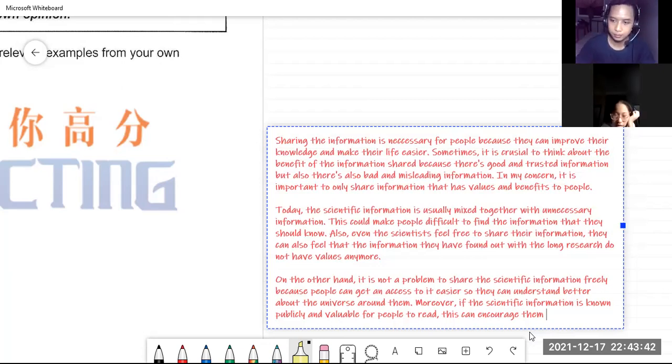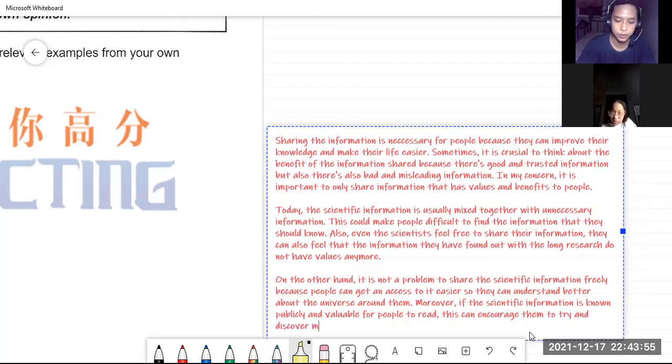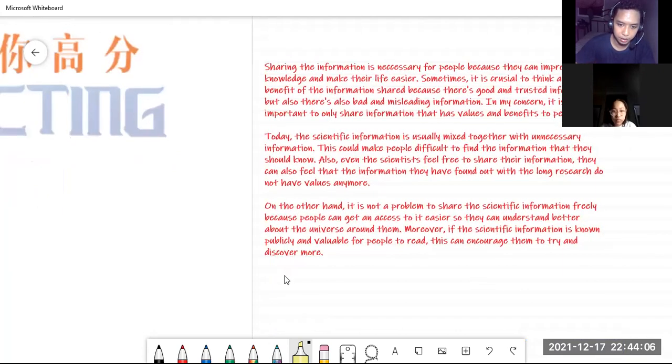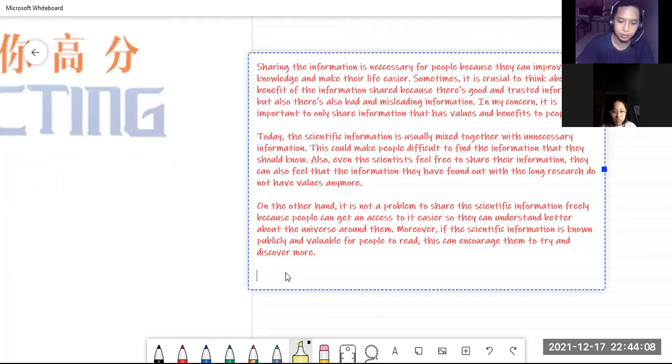I think that this can encourage them to try and discover more. To try, very good. To try and discover more. Okay. So, we can write here: to sum up. So, to sum up, do you know the meaning of to sum up?